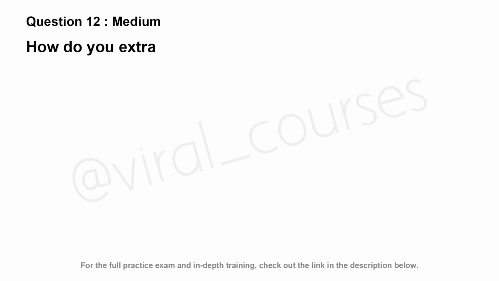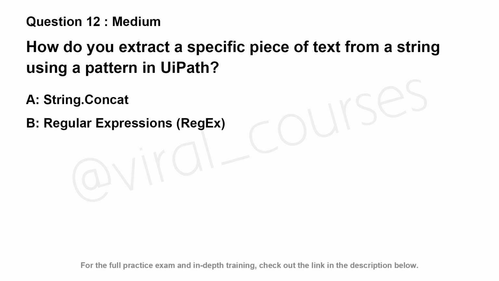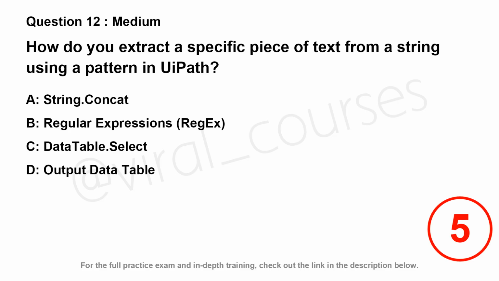How do you extract a specific piece of text from a string using a pattern in UiPath? Option A. String, concat. Option B. Regular expressions, regex. Option C. Data table, select. Option D. Output data table.